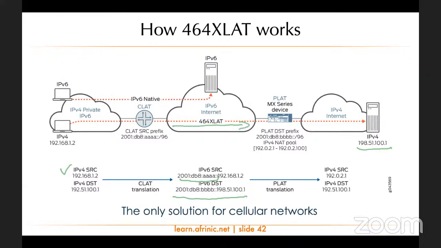And then the PLAT is going to do the translation again. So it receives the packet, and based on the prefix, we'll have a pool, a NAT pool. It's going to look at the last 32 bits, and then it will know that this packet is coming from 192.168.12 and heading over to 198.51.100.1. So the PLAT does the translation and then sends the packet as v4.